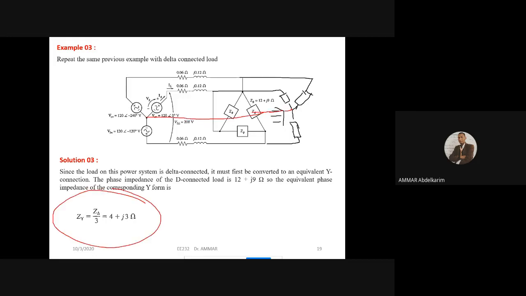The relationship between the Y and delta connection, we have seen it in the transformation: Z_Y equals Z delta over 3. So we divide this per phase impedance by 3.